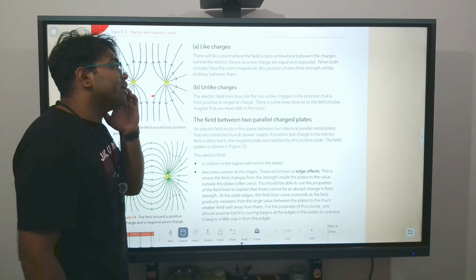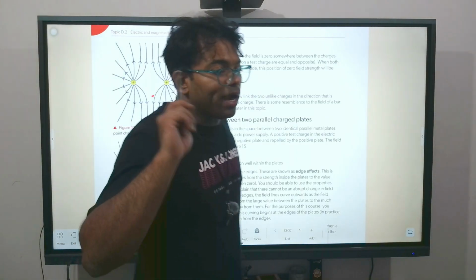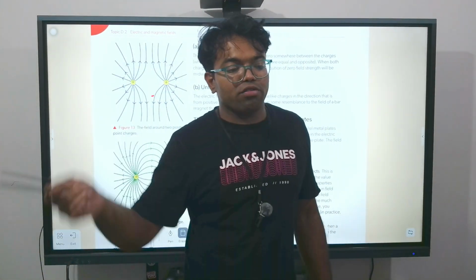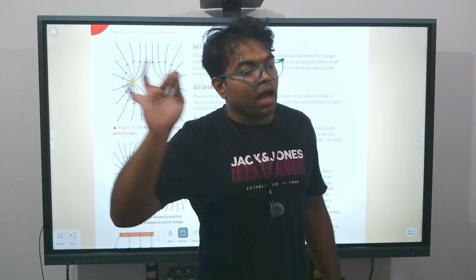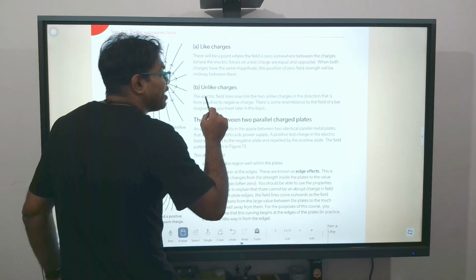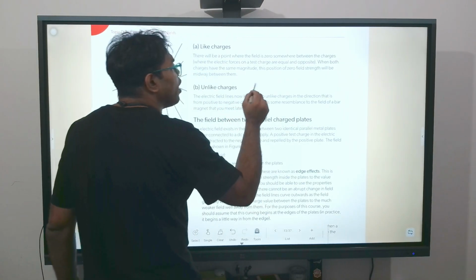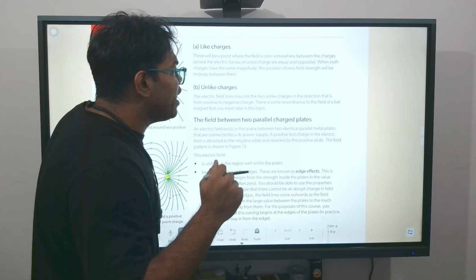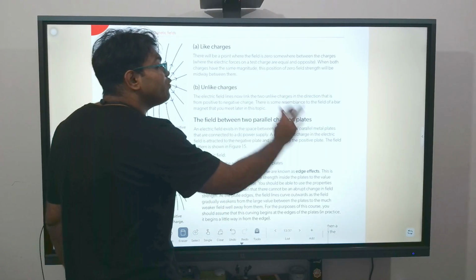Now, what happens when we have unlike charges? As we know, unlike charges are a positive and a negative charge pair. The electric field lines now link the two unlike charges in the direction from positive to negative.